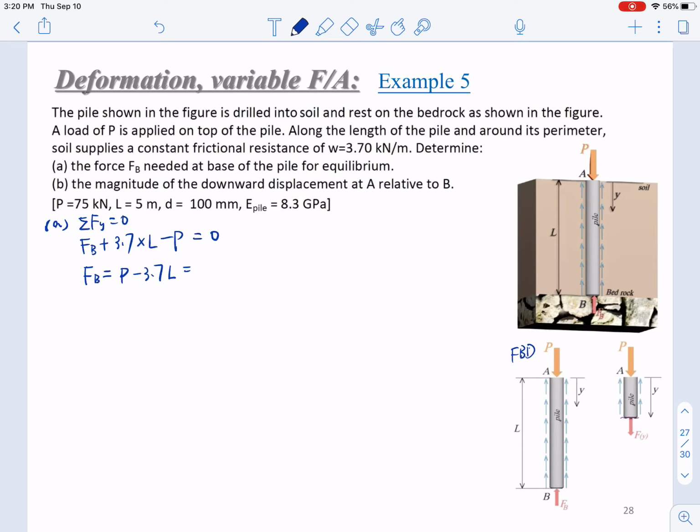And the P is 75 kilonewton minus 3.7 kilonewton per meter times 5 meter. Okay, so this is 18.5. So the result will be 56.5 kilonewton. Okay, so we're done with the first question.